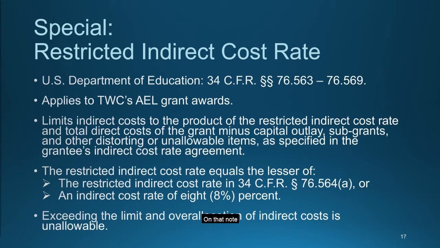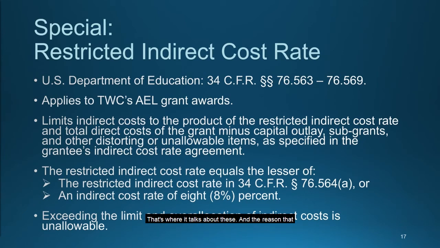And on that note, you probably are all aware, and if you're not, then here you go. Spoiler alert: the Department of Education does have regulations that apply for use of a restricted indirect cost rate. Those regulations are listed in that first bullet, 34 CFR 76.563 through 76.569. That's where it talks about these.